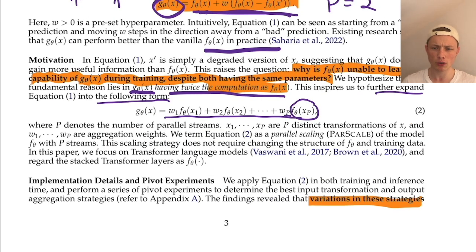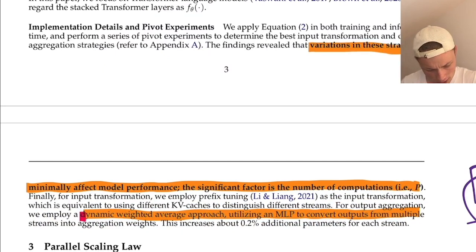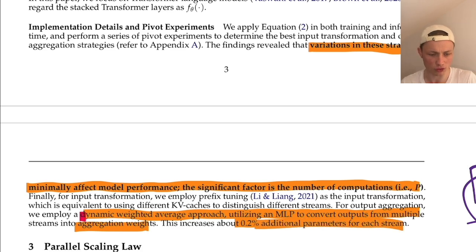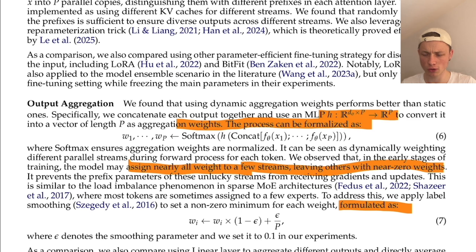So the only parameter that they have to add is a prefix token they're adding to the sequence, and they use the MLP. They're saying it here for output aggregation: we employ a dynamic weighted average approach utilizing an MLP to convert outputs from multiple streams into aggregation weights. This increases about 0.2% additional parameters for each stream, so it's not so big. I just jump into the appendix to understand the output aggregation better.